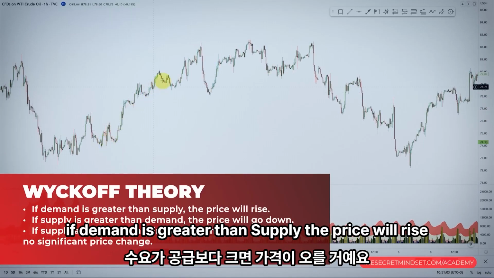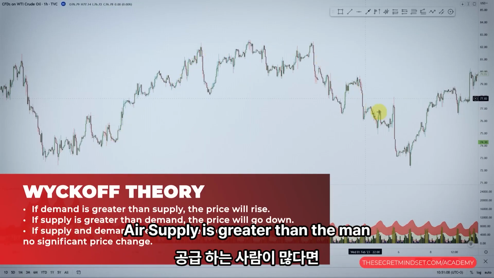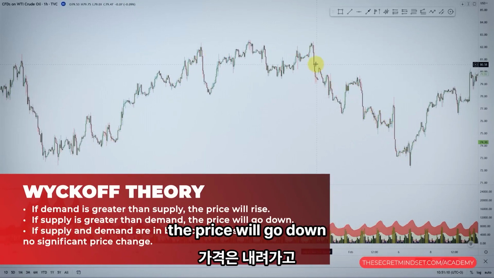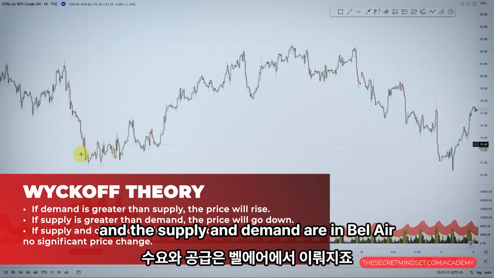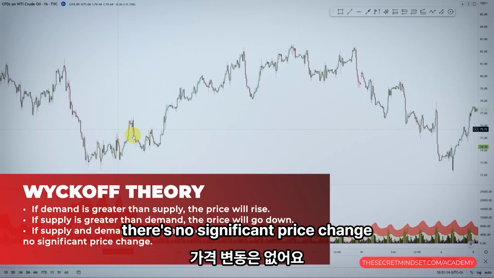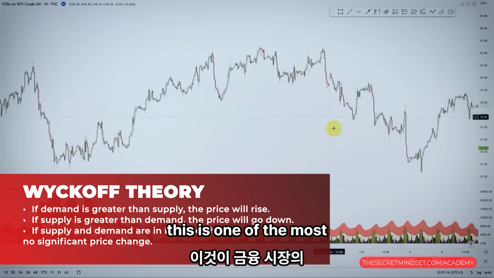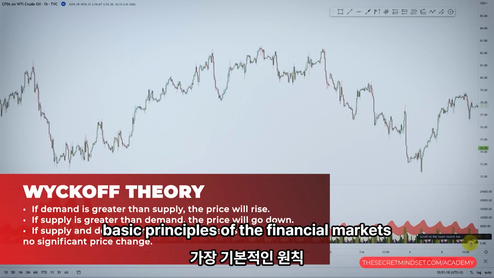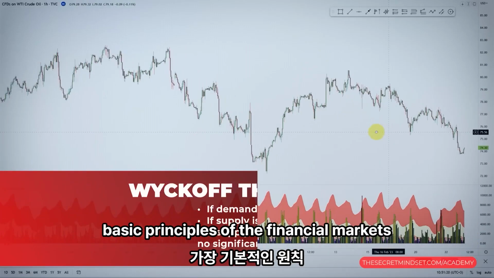If demand is greater than supply, the price will rise. If supply is greater than demand, the price will go down. And if supply and demand are in balance, there's no significant price change. This is one of the most basic principles of the financial markets.